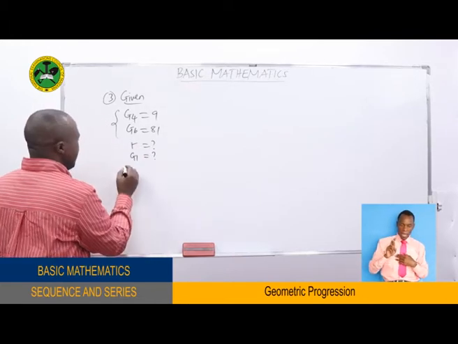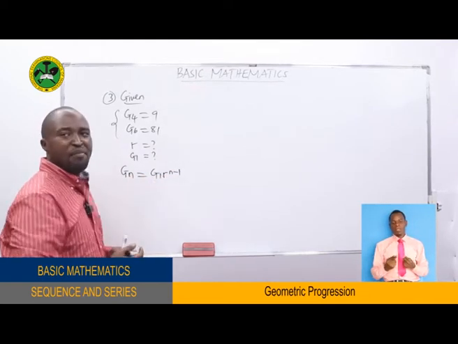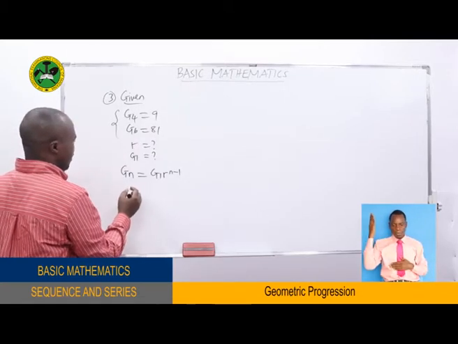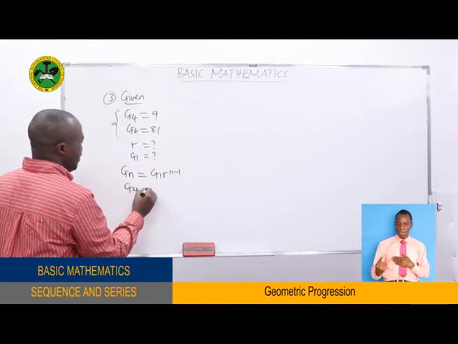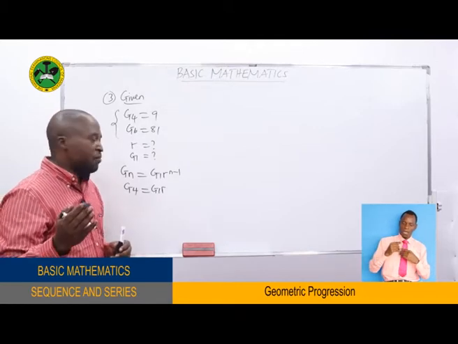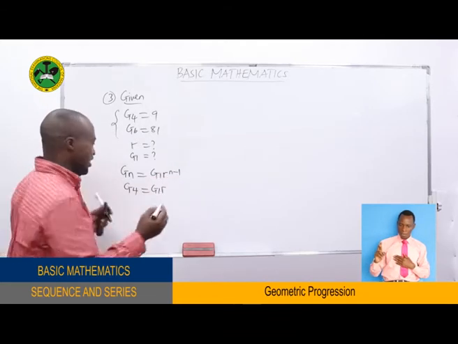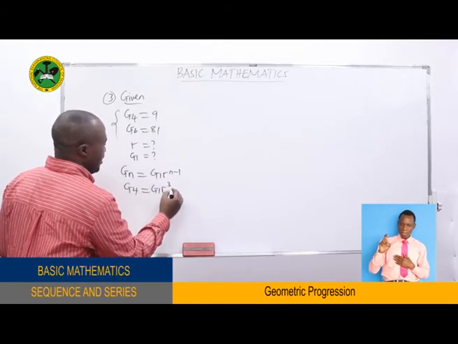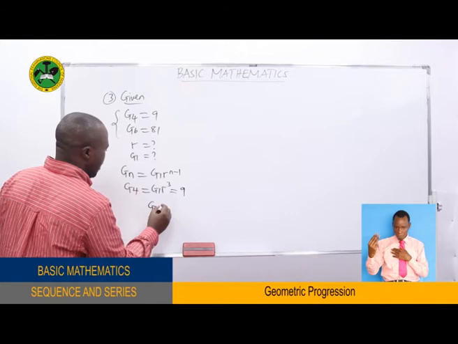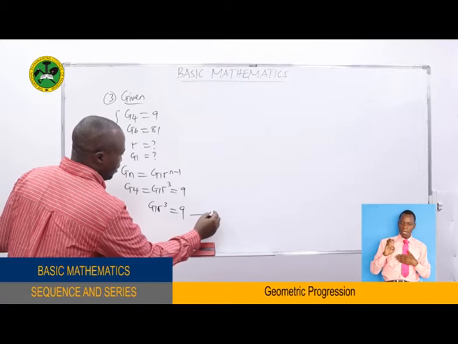The general term Gn is given by G1 R power n minus 1. So starting with G4, G4 is equal to G1 R power n minus 1. Now in this case, n is equal to 4. So 4 minus 1, we have 3. But again, G4 is equal to 9. So in this case, we have G1 R power 3 equal to 9. So student, call this equation 1.